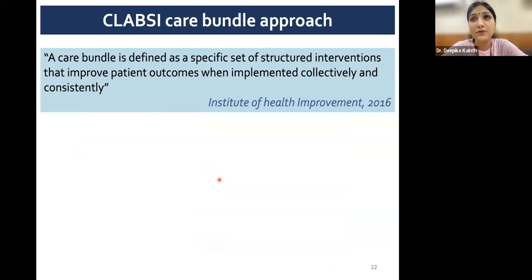After I discussed with you the five key points for CLABSI prevention, I come to a concept which is bundle. So what is a care bundle? A bundle is a specific set of structured interventions, which will improve patient outcomes when they are implemented collectively. So the keywords here are structured interventions. They cannot be just any interventions. And second is implemented collectively. So they are not a sequential implementation where one leads to the other. They are collectively implemented, and they have to be very consistently implemented to actually show improvement in the processes or improvement in the CLABSI rates.